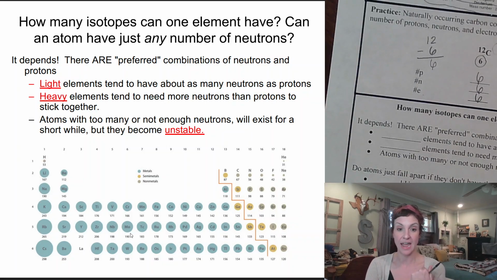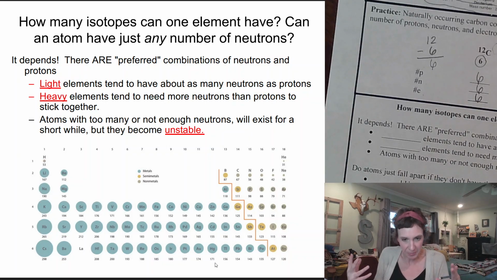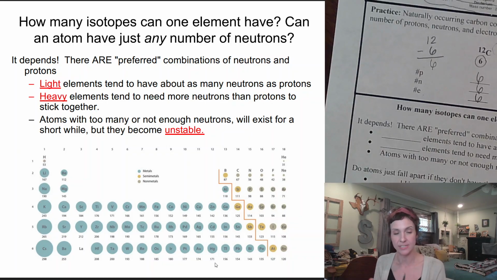However, as I get further down, with heavy elements, since they're wanting to be a little bit unstable to begin with, they need a little bit more neutrons than they have protons in order to stick together. So it's very common that down here on the bottom, you could have something with an atomic number of 85, meaning 85 protons, and it's going to have something like 130 neutrons. So that's typically what we see.